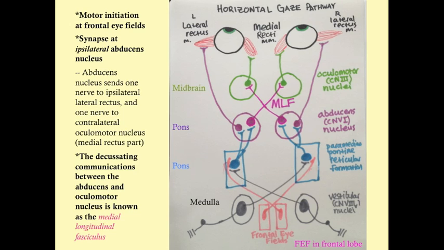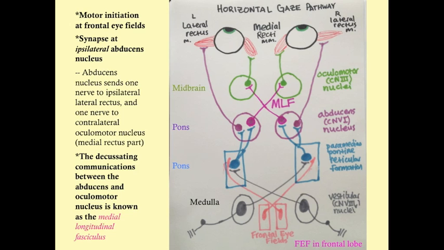So in order to understand how this works, we have to understand how we feed motor input, how we initiate eye movement from the motor cortex. Just like any other skeletal muscle with conscious movement, it is initiated from the frontal lobe. Just like the homunculus for the rest of our body, we have frontal eye fields, and those frontal eye fields initiate eye movement.